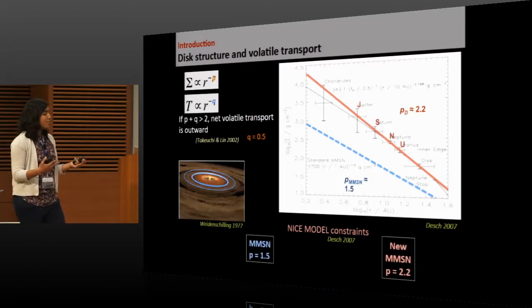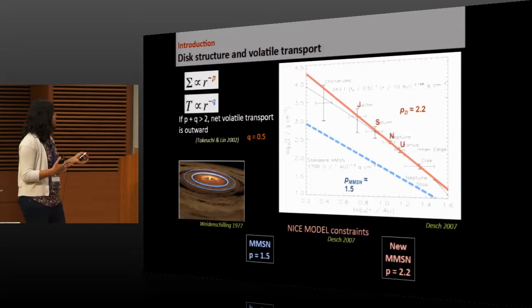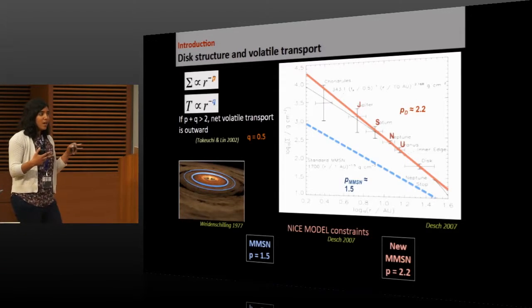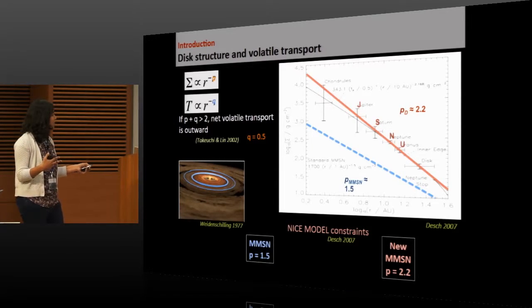then the net volatile transport is likely to be outward, and we test what this is really likely to be. If you assume a standard value of the temperature power law, with a q of 0.5, we are left to determine what p is. The previous speaker again spoke about the minimum mass solar nebula model, where each of the giant planets is smeared in their current annuli, and you can infer a surface density profile with a slope of 1.5 with such a model, which is shown here.